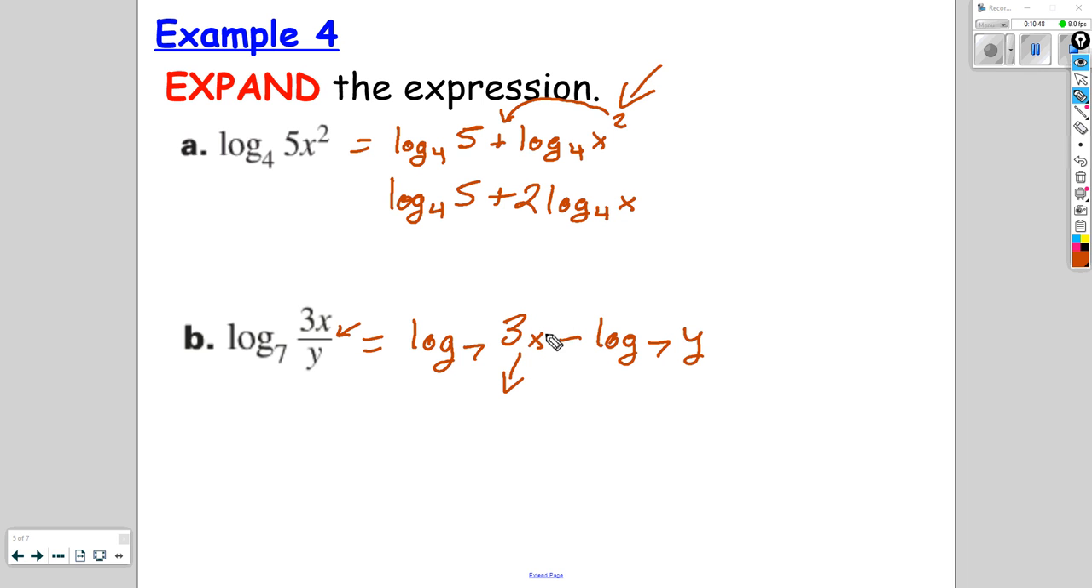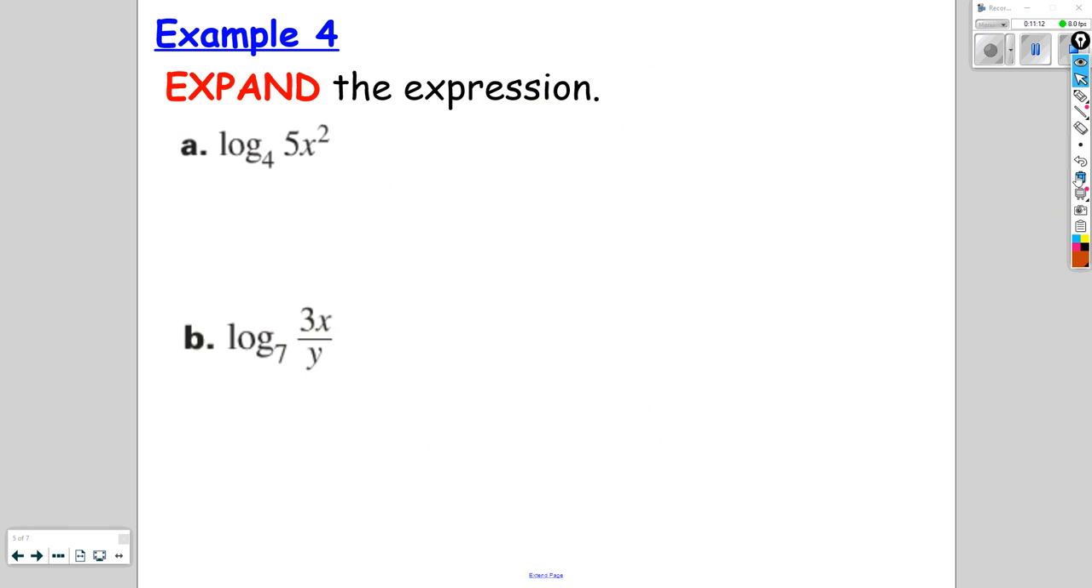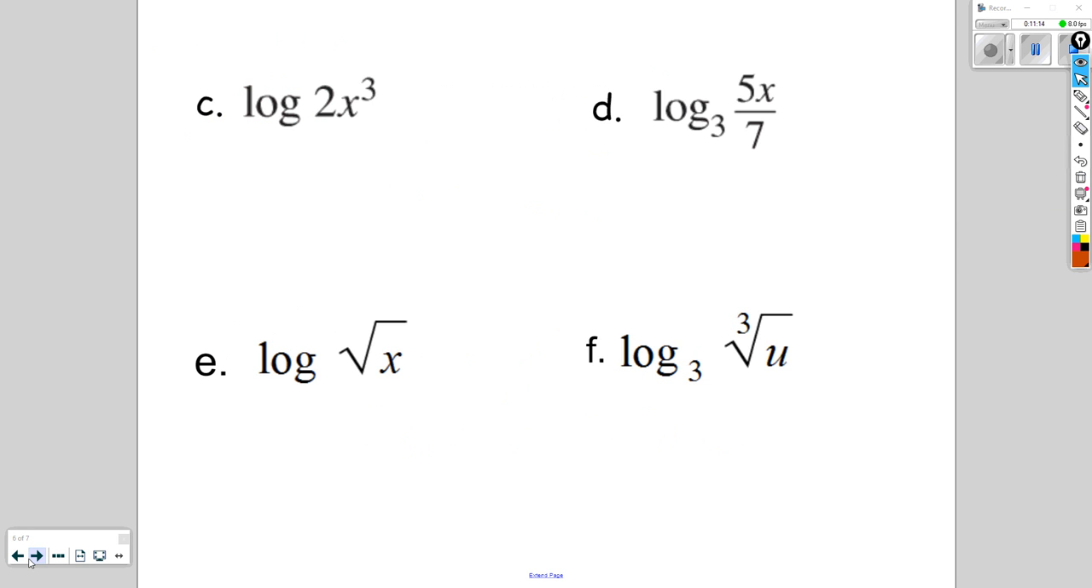All right, this is 3 times x, so we could separate that into log base 7 of 3 plus log base 7 of x. And then, of course, minus log base 7 of y. So we're just separating it into its individual parts. All right, moving on. We're almost done here, actually. Got a few other examples, a few trickier examples.